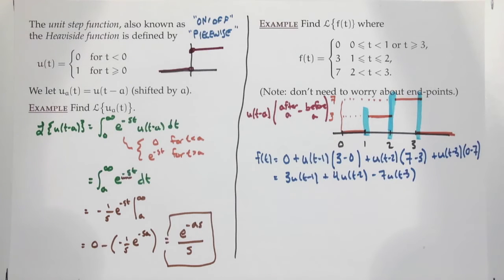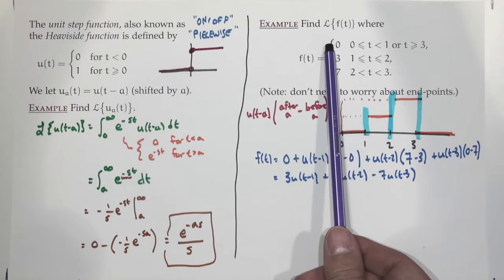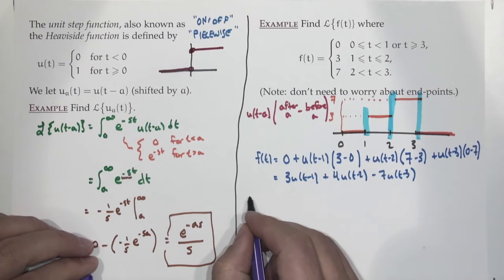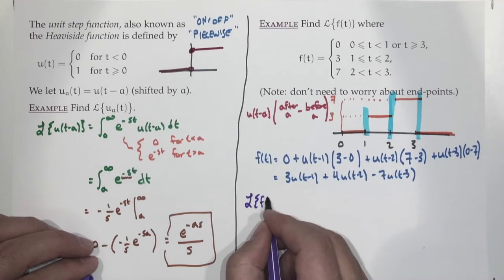All right, are we done? No, we're not. Because what was our goal? Yeah, find the Laplace transform. What we've done is we said, well, let's rewrite it in a way that's more Laplace transform friendly. So now we say, all right, let's take the Laplace transform.